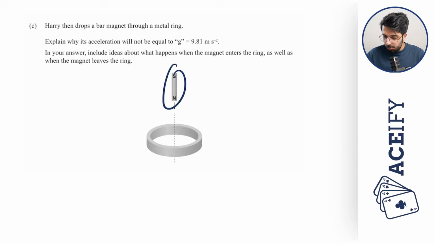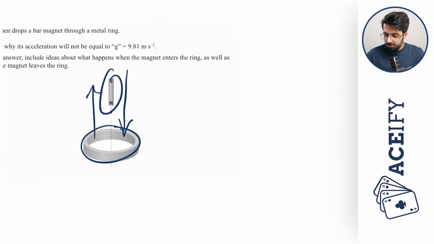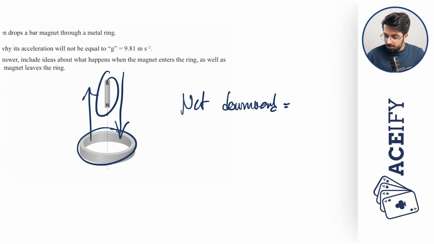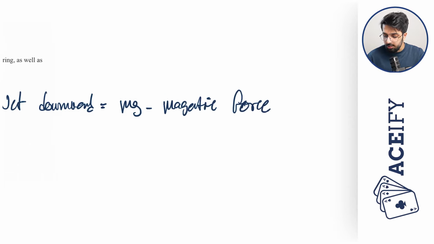So as the magnet falls through the ring, the magnetic flux through the ring will increase. Due to Faraday's law, this change in the magnetic flux will induce a voltage within the ring, and this induced voltage will produce a current within the ring, and this current is known as eddy currents. Due to Lenz's law, the eddy currents will produce a magnetic field that will oppose the motion of the bar magnet. And so the magnetic force will be acting upwards. Therefore our net downwards force is equal to mg minus the magnetic force, which remember is the force due to our induced magnetic field.